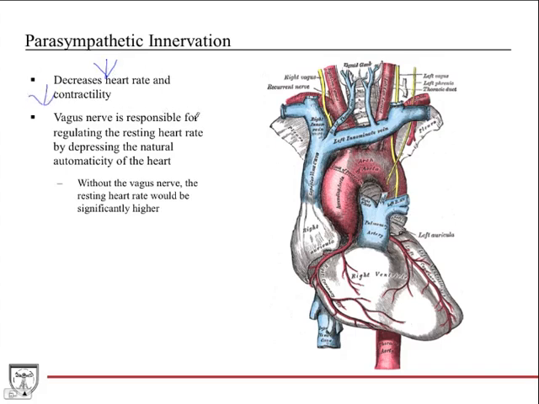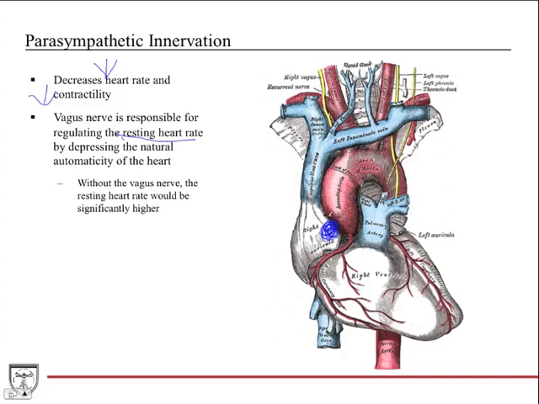Now the vagus nerve is responsible for regulating the resting heart rate. By default, the vagus nerve depresses the natural automaticity of the heart. The conduction fibers, which we'll talk about in the next lecture, innately generate the heart rate. You have these cells in the sinoatrial node, or SA node, and without any input from the nervous system, they generate the heart rate by themselves.